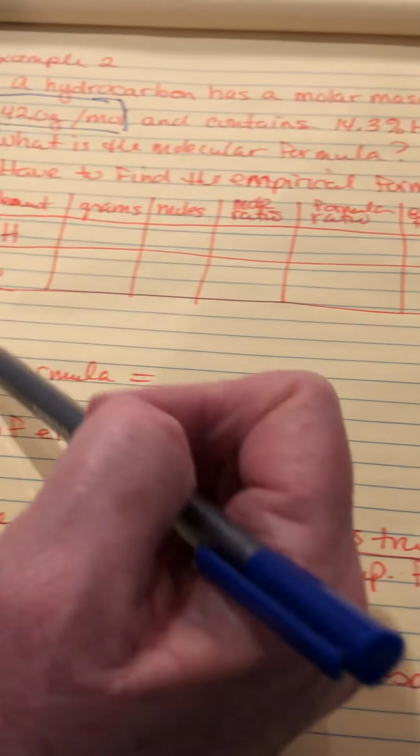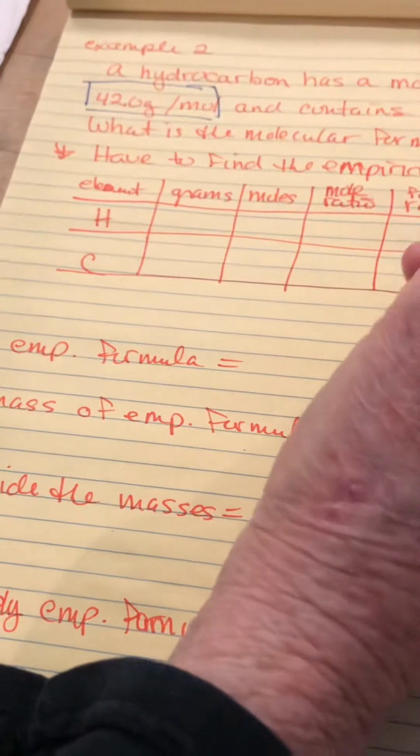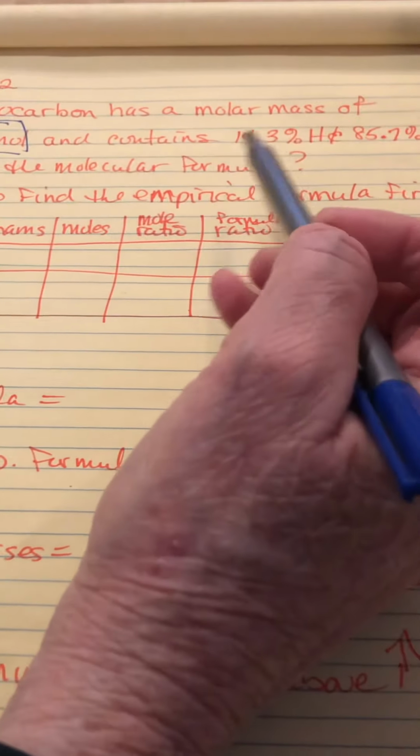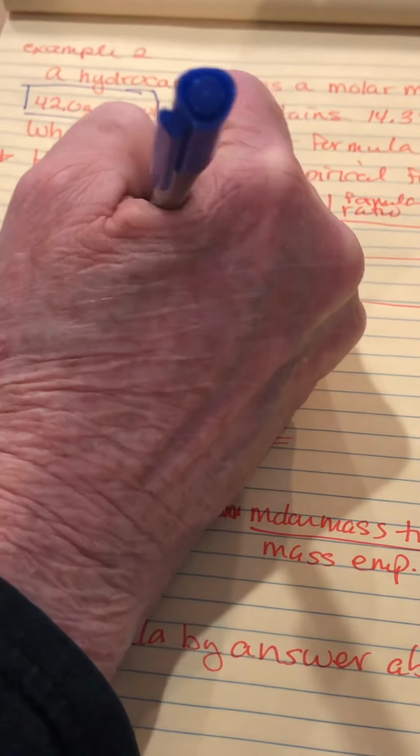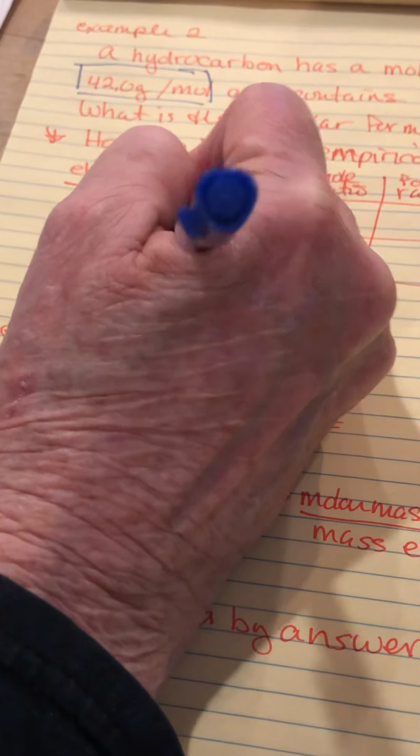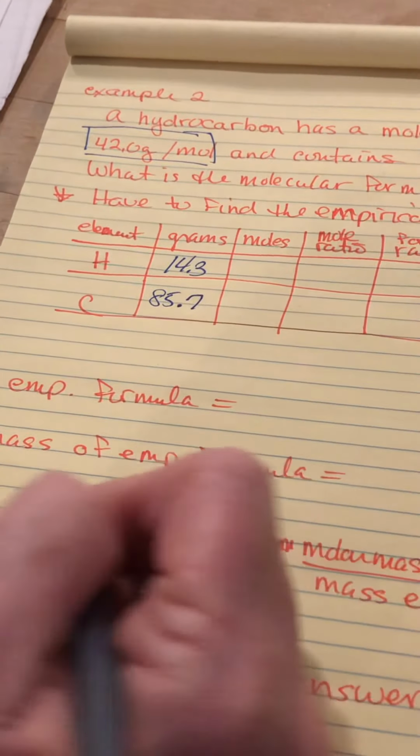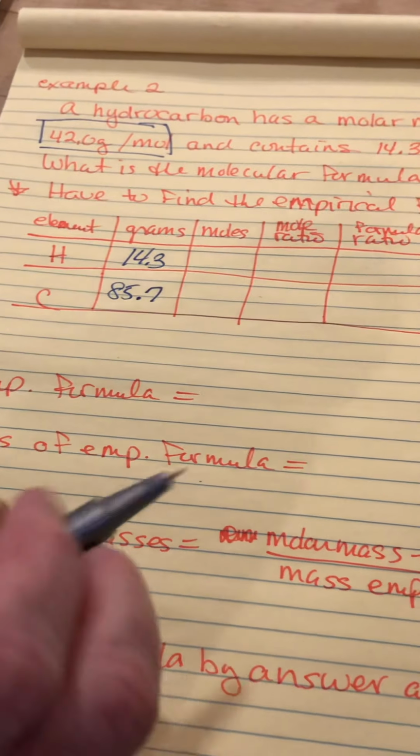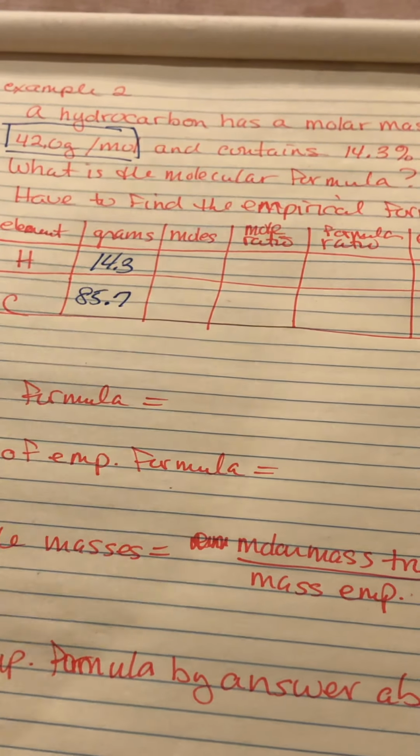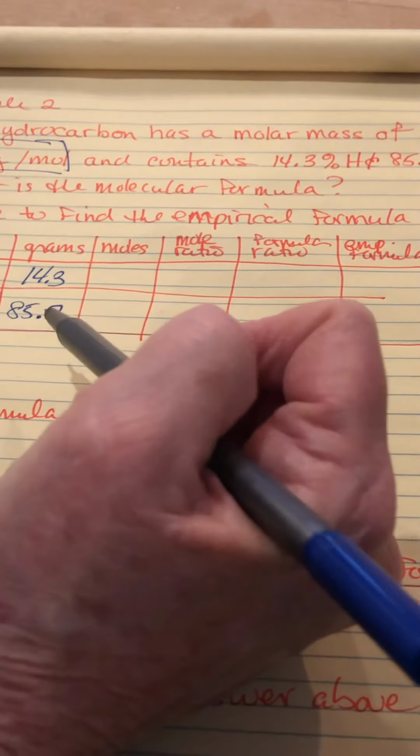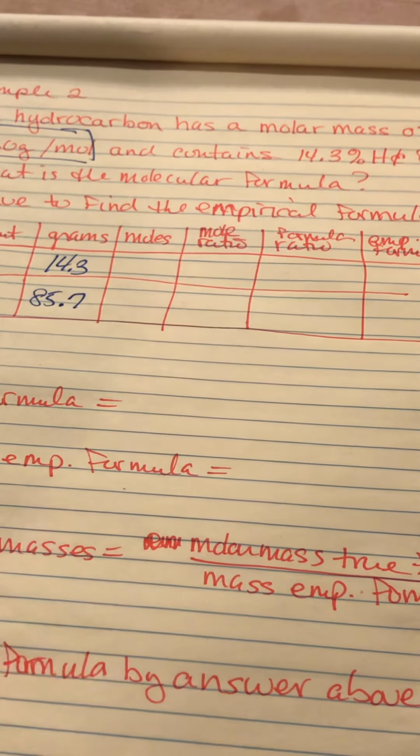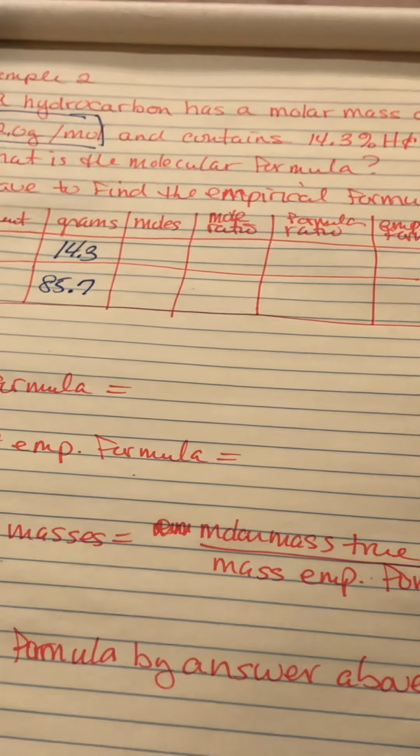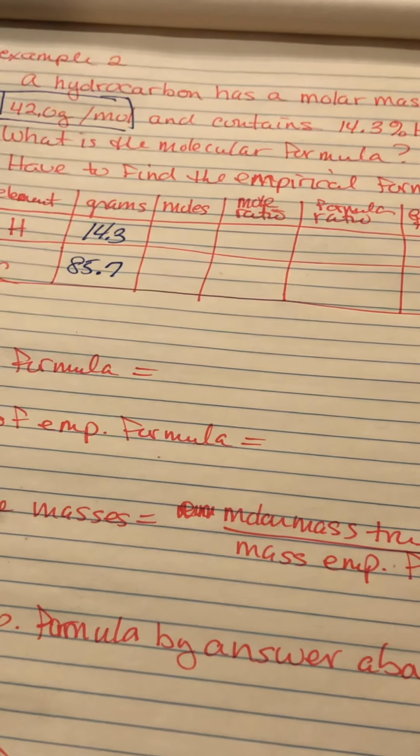So we're going to fill out the little chart again. We can just take these percentages and convert to grams. 14.3% is going to give me 14.3 grams. 85.7% is going to give me 85.7 grams. Sometimes students get confused if they are given grams and not percentages, and they don't know what to do. If you've got grams, just fill it in. But that always seems to be something of a problem.